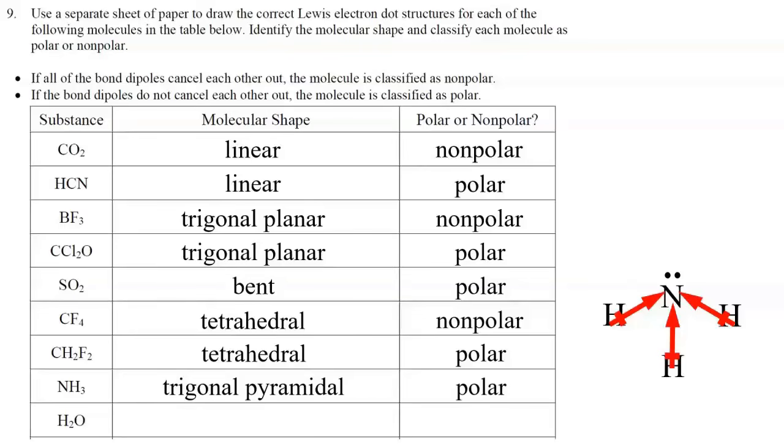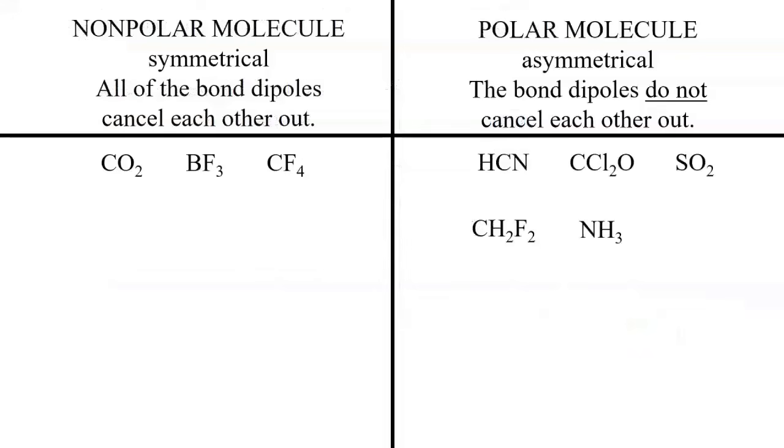NH3 is classified as a polar molecule because of that trigonal pyramidal geometry. These bond dipoles do not cancel each other out.